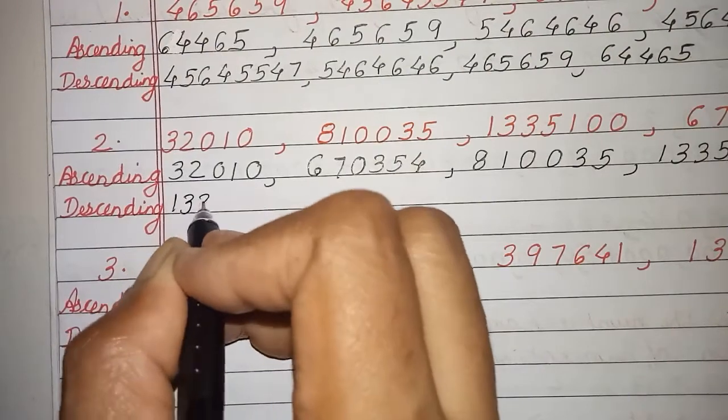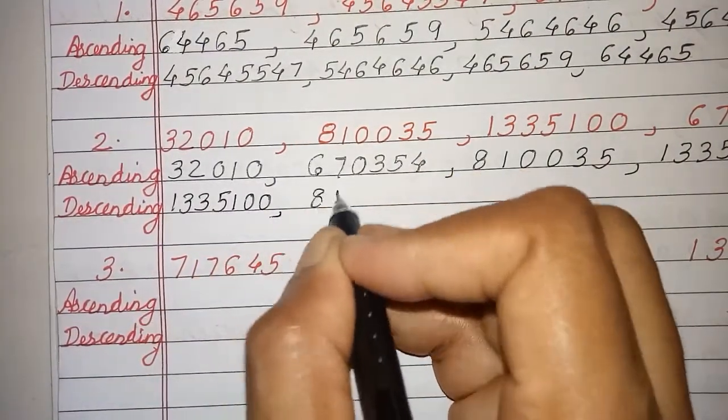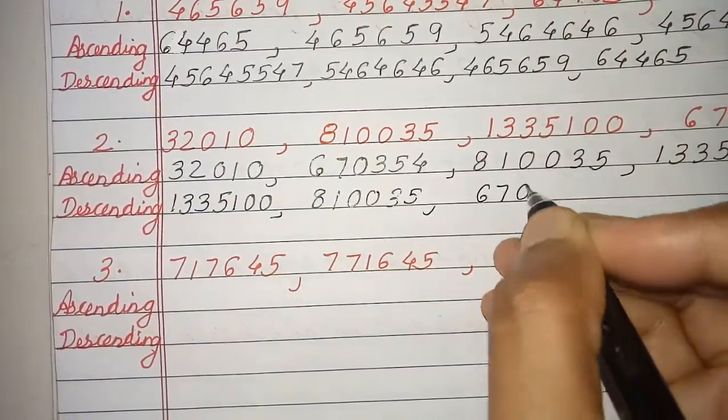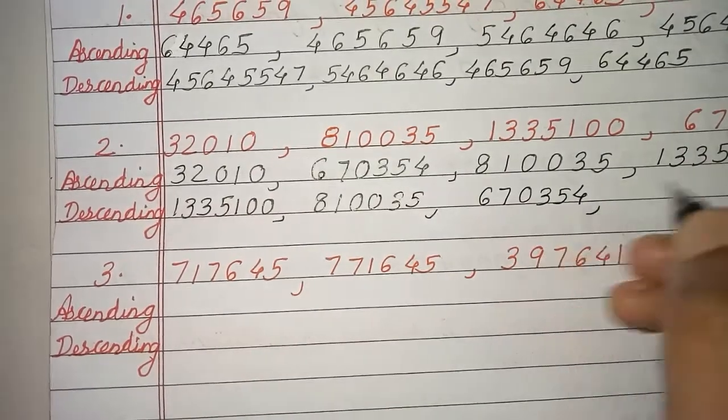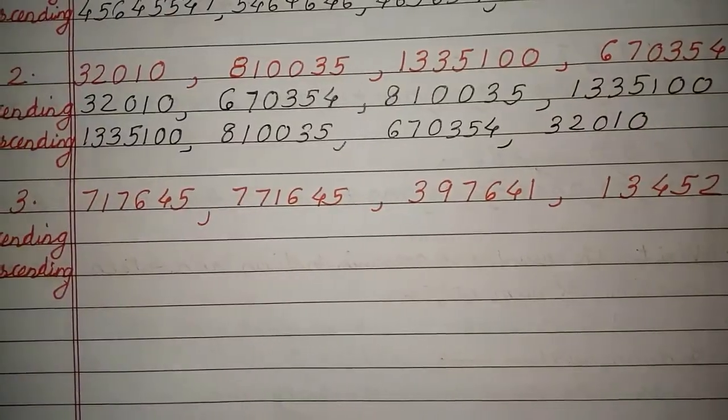So it is 1335100, comma, 810035, comma, 670354, comma, 32010. Is it okay?